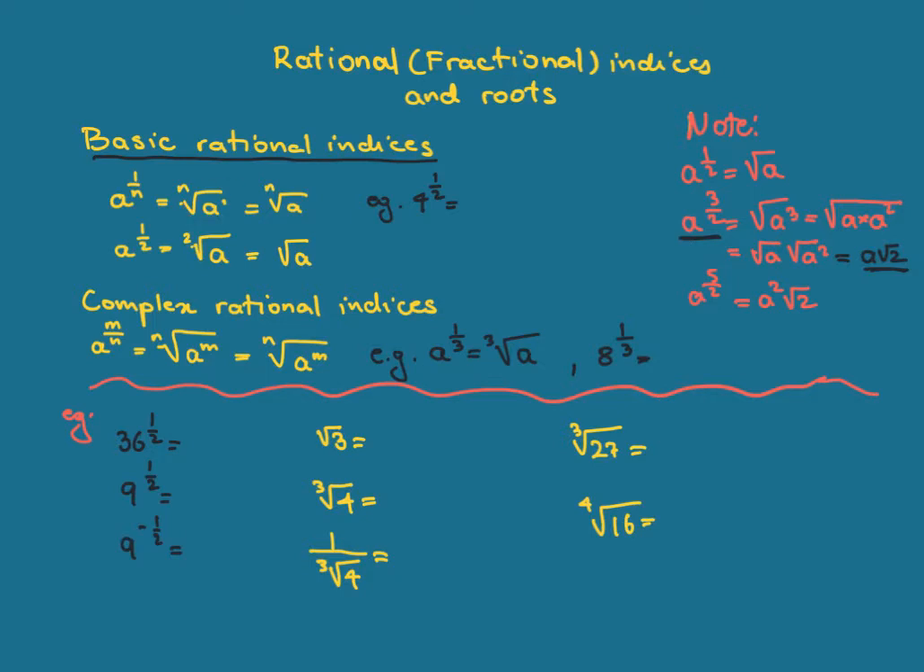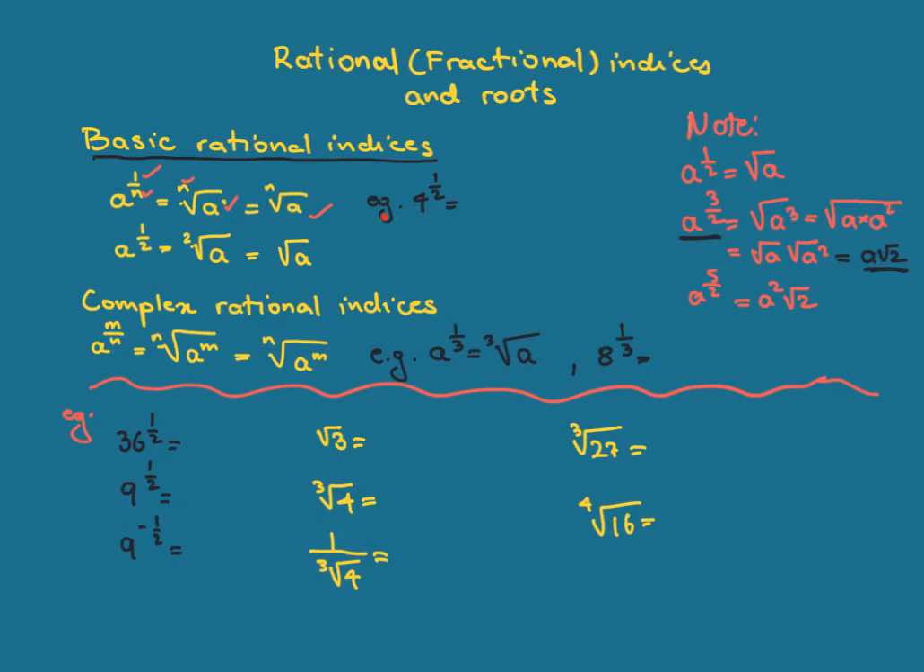So you can see that in number 1, the n goes here as the nth root. In the simplified version, if we have a to the power of 1, like we have here, we don't write the number 1, we just leave it as a.